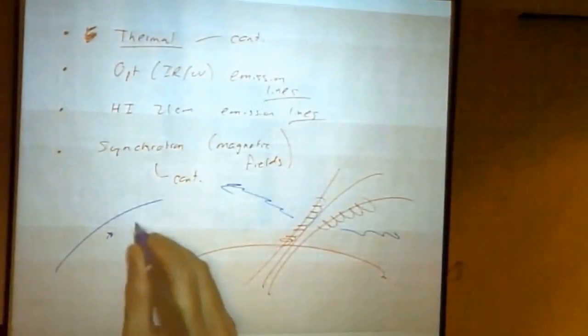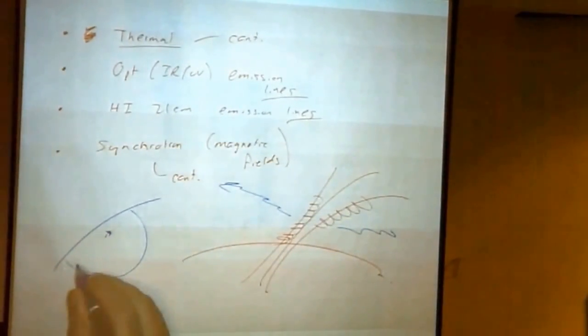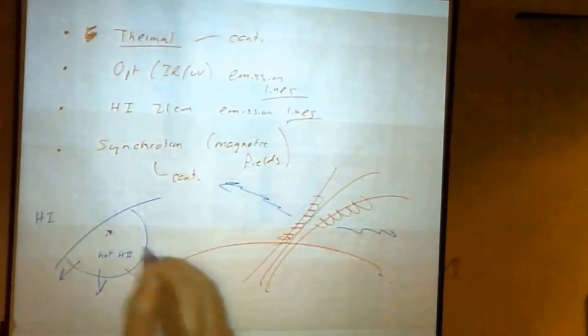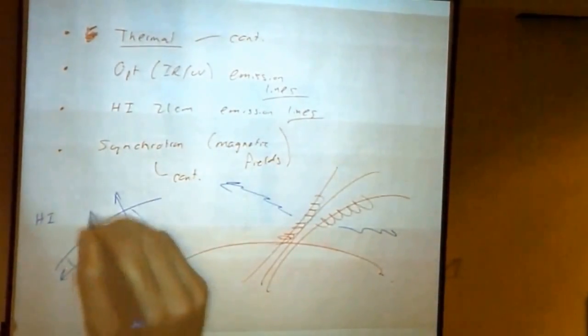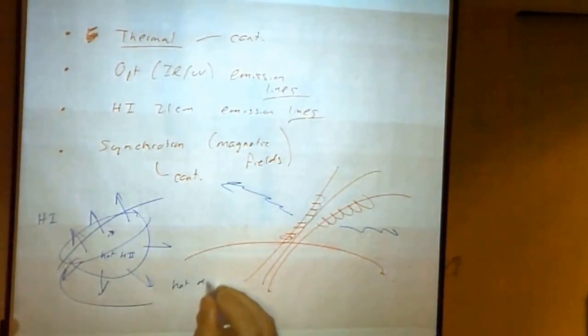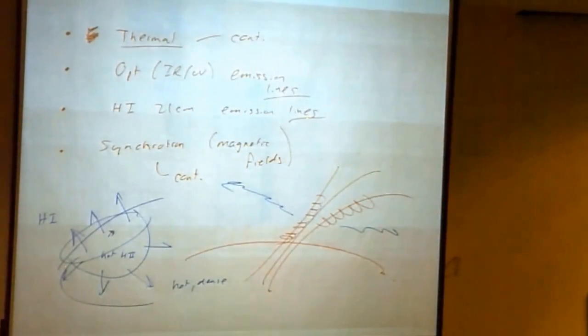Here's the edge of the cloud. Here you have the new stars, and it's heated, this bubble, and this is hot, H2. Over here we have cold, H1. and it's expanding and pushing back into the cloud itself. So right here, the interface, we get a region that is hot and dense, which brings us to our last emission mechanism.